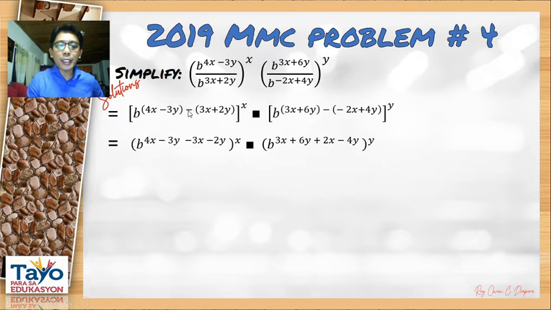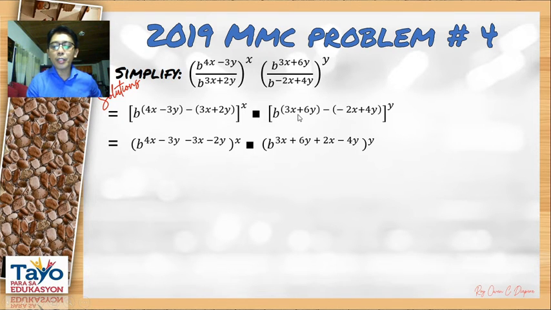So, this negative here, distribute it to each term inside the parentheses. With this exponent here, we just copy it as it is. So negative times 3x is of course negative 3x. Negative times positive 2y is of course negative 2y. Close quantity raised to the power of x, multiplied by.